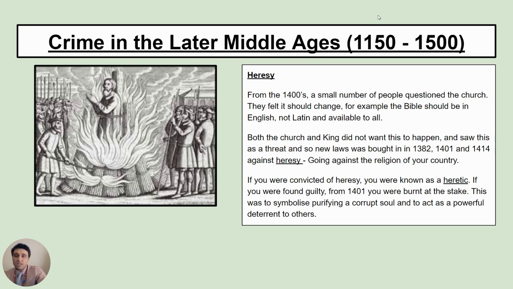And if you were found guilty from 1401, one of those law changes we've seen there, you were burnt at the stake. This would be a public execution where people would see what happened if you turned into a heretic, a very powerful deterrent. And it was basically symbolizing this idea of we are purifying you. You're a corrupt soul. If you die now, you will go to hell. But by burning you alive, we are burning the sin from you. We are making you a more pure person. And there's a possibility you will go to heaven instead. But as you can imagine, like we said, this was a huge deterrent for people as well, being forced out to watch someone being burnt alive.